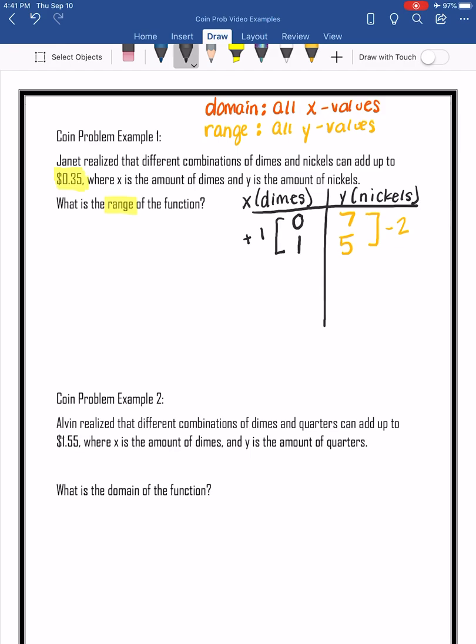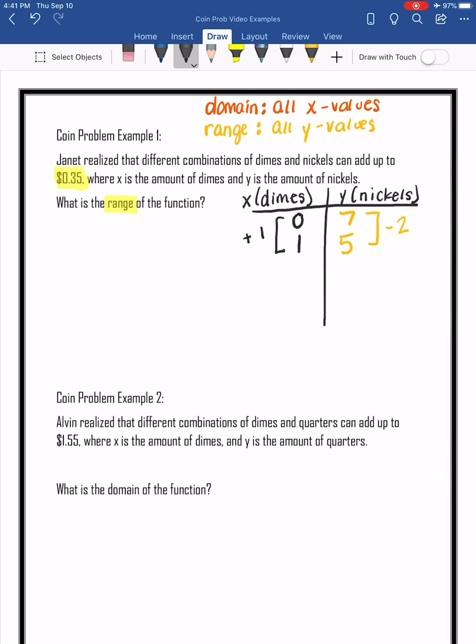So let's follow along the pattern here for our X. So if we're just going up by 1 for our dimes, let's go here to 2. So 2 dimes. So if we have 2 dimes, that's 20 cents. How many nickels would we need? We would need 3 nickels. Okay, that's 15 cents. 20 cents plus 15 cents would give us 35 cents. So our pattern works. So let's continue until we don't have any other options.